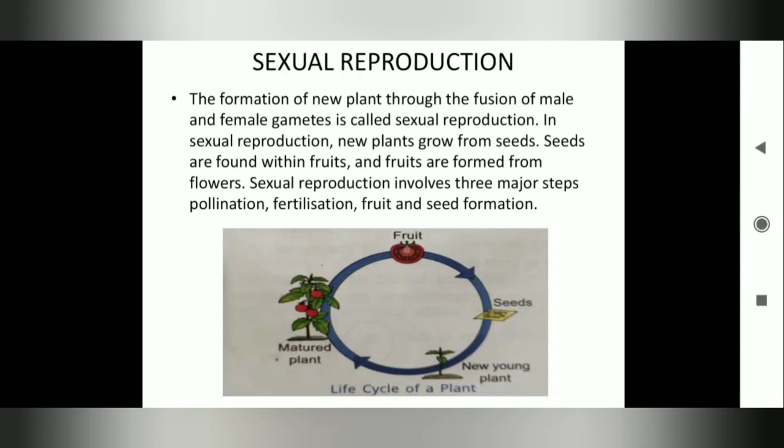In sexual reproduction, new plants grow from seeds. Seeds are found within fruits and fruits are formed from flowers. Children, you can see the life cycle of a plant here. There is a new plant, or you can say a baby plant. It has turned into a mature one. From the mature plant to the fruit, and from this fruit, finally the seeds.